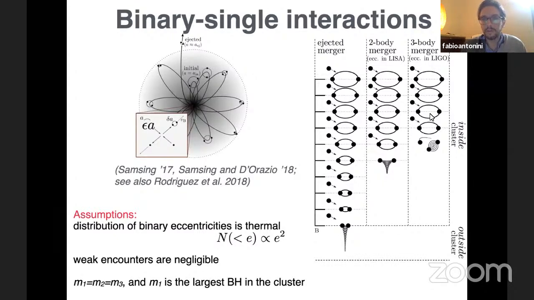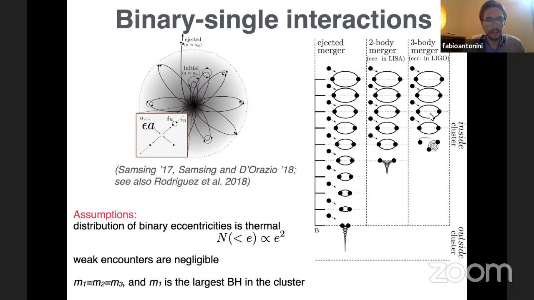In order to compute the merger rate associated with each of these channels and the properties of these sources, we make a few assumptions. We assume that the distribution of eccentricities of binaries that emerge from this interaction is thermal, which is well documented by N-body simulations of scattering experiments similar to the one I showed you before, which says simply that the number of binaries with an eccentricity less than e is proportional to e squared. We are neglecting weak encounters, which we think have about a 10% effect on the merger rate and the properties of the binaries.